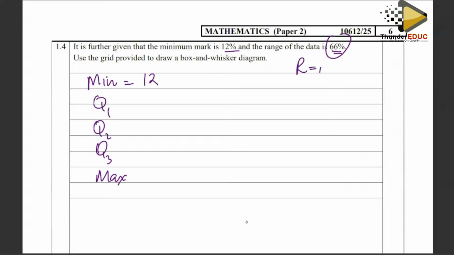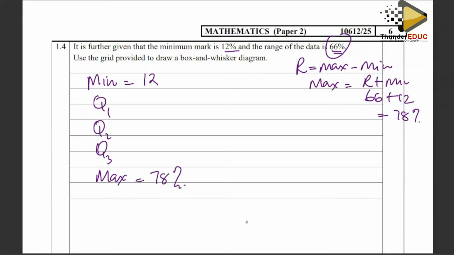So we know range is maximum minus minimum, meaning that for us to get the maximum, we take the range plus the minimum. So we're saying 12 plus 66. The range is 66 plus 12, which gives us 78%. So the maximum is 78%.